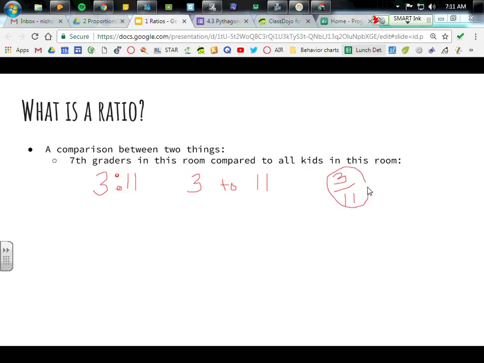The fraction is going to be the most useful way of writing the ratio because that's how we're going to do a lot of math with ratios and proportions, is with fractions.